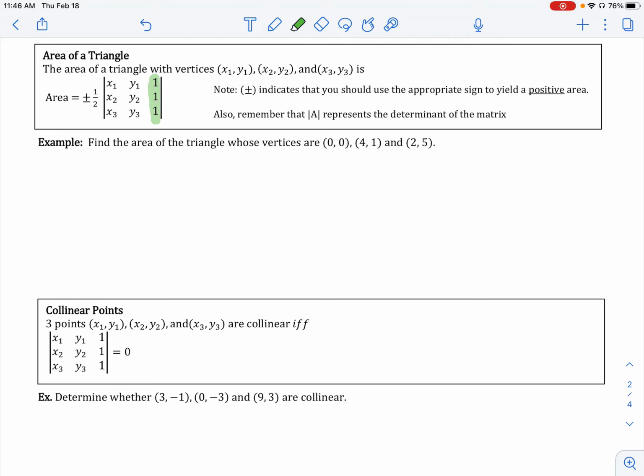And you're going to find the determinant of that matrix, and effectively after that, you're just going to divide by 2 or multiply by 1/2. And I'll discuss that plus or minus in just a moment. So let's just try a problem now with this.